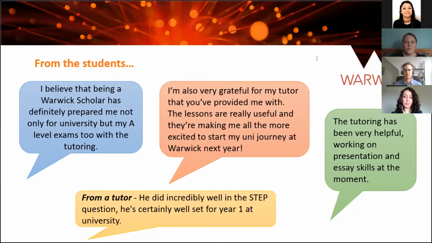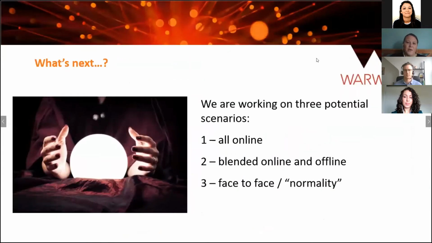So I'm going to stop talking now because I think my time's up. But in terms of what's next, basically nobody knows. We don't have a crystal ball. Who knows what's going to happen? But we're working on 3 potential scenarios: everything's online, or we blend online and offline, or we might be back to face-to-face normality. I think the most likely thing, at least in the first term, is going to be online, but then throughout the next year, we're likely going to be going blended online and offline.